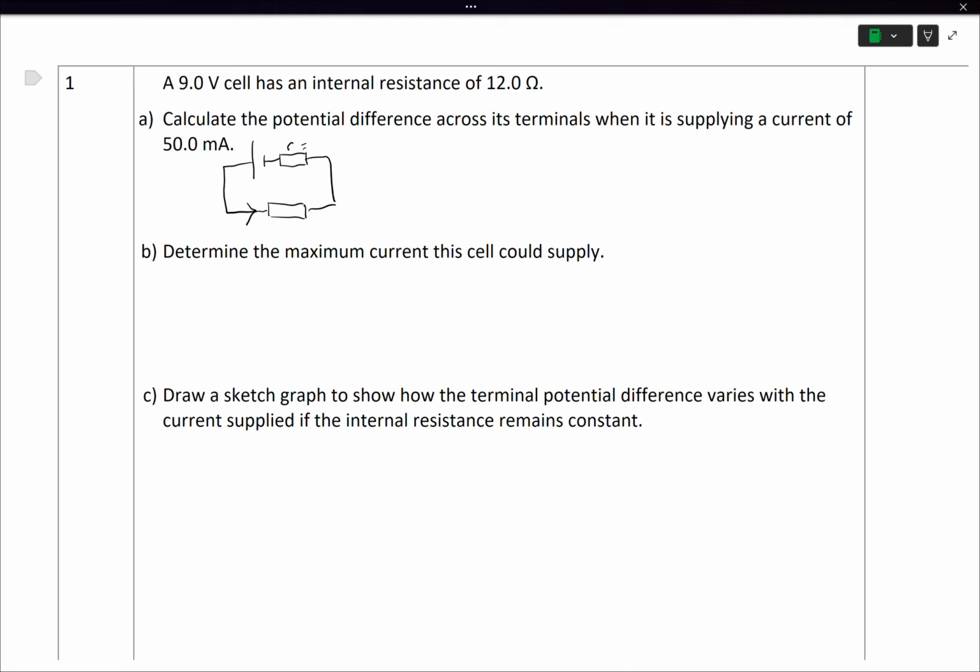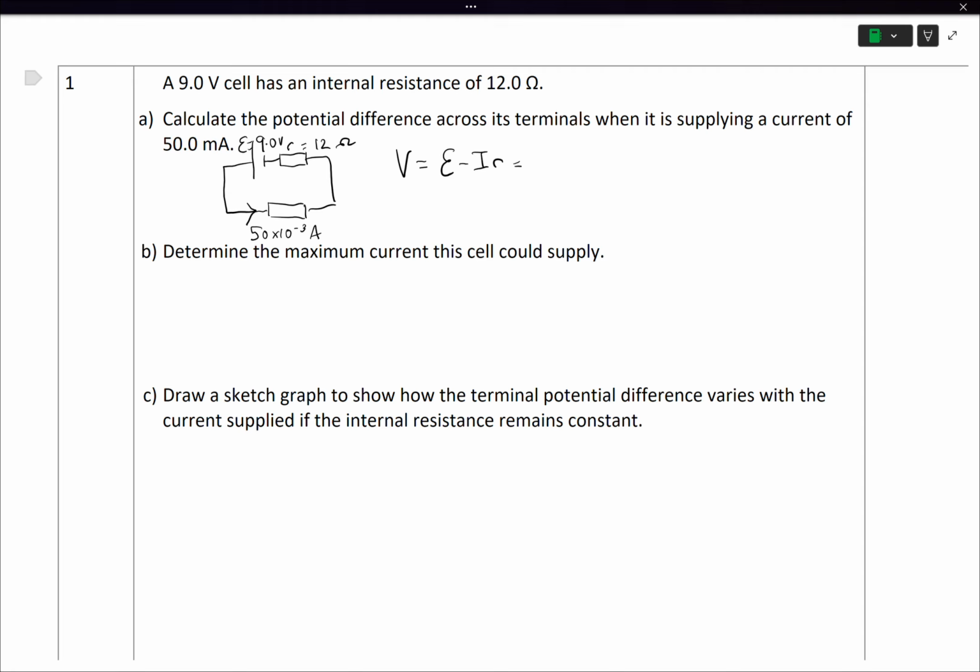We've got our internal resistance, which is 12 ohms, and our EMF of 9.0 volts, and we're told that the current is 50 milliamps. So we'll put that in as times 10 to the minus 3. That's the EMF we've written there. So in this, we're trying to find the terminal potential difference. So across its terminals, we'll have its EMF minus the internal resistance times the current. This is sometimes called the lost volts in the cell.